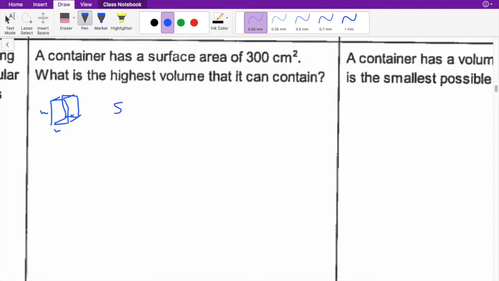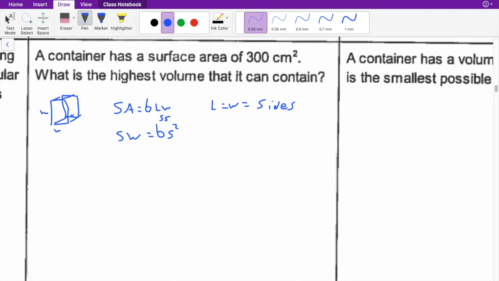So the surface area of the cube is going to be length times width of one side, right? So length times width. And since all the sides of the cube are the same, it's going to be 6 length times width. But we also know length and width are the same. So let's rename them S for sides. Equals length times width, or S times S. S times S is going to be S squared, right?